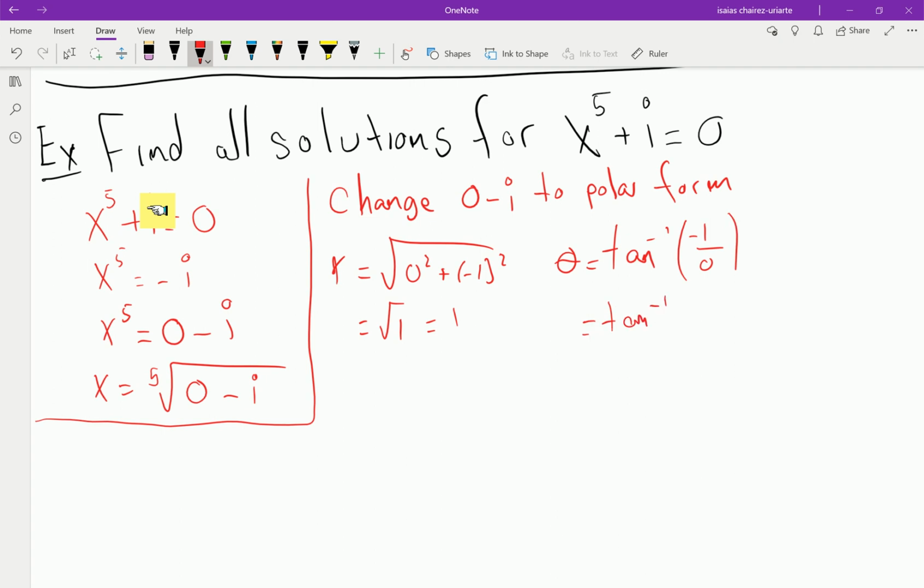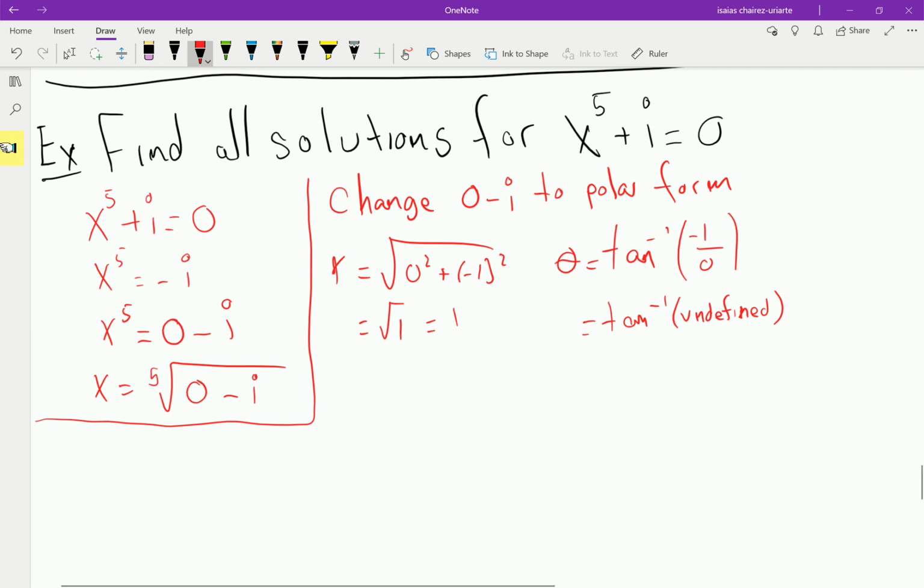So now you got to think, tangent inverse of something undefined. When is tangent undefined? Again, we said that tangent is undefined at odd multiples of 90 degrees. So 90, 270, 450.